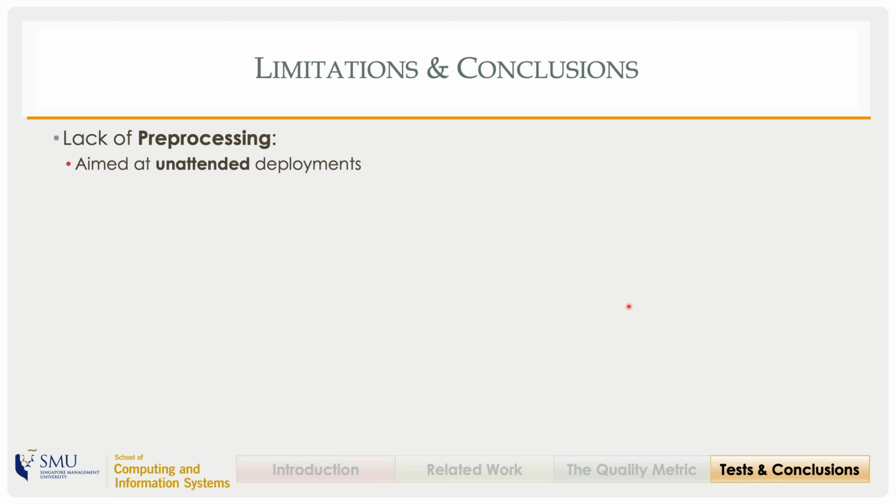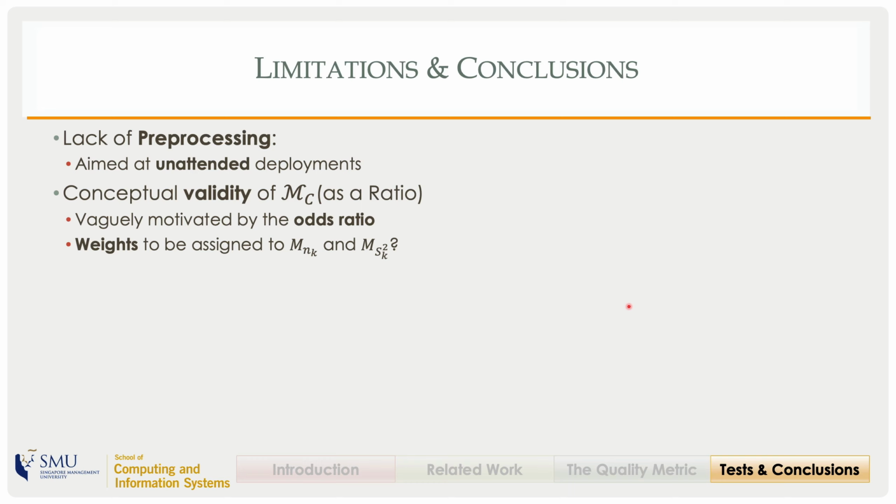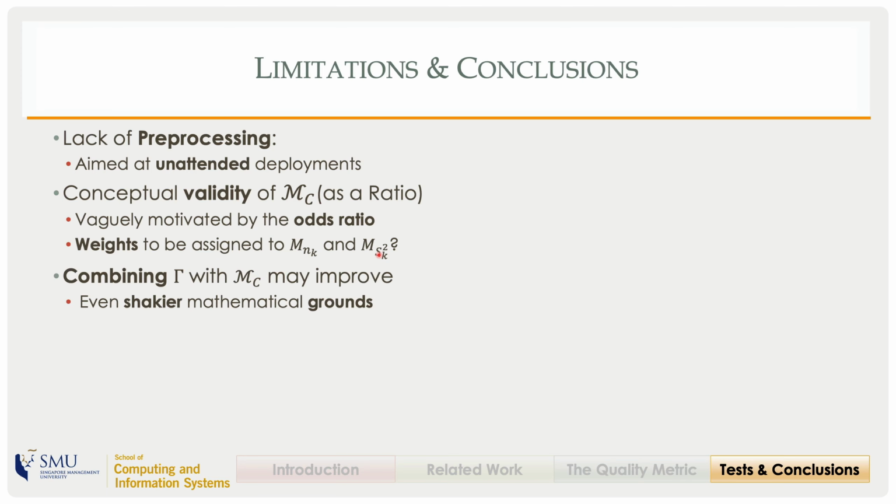On the limitations column, we did not do any pre-processing of the data because we are trying to deploy this in an unattended fashion. Second point is that the conceptual mathematical validity of a metric as a ratio is on shaky grounds, really. We have 2 measures of lack of uniformity. Are we supposed to give them equal weightage or different weightage? We don't know, really. Finally, there is an idea that maybe combining the sharpness of the peak with the metric itself may improve the accuracy.